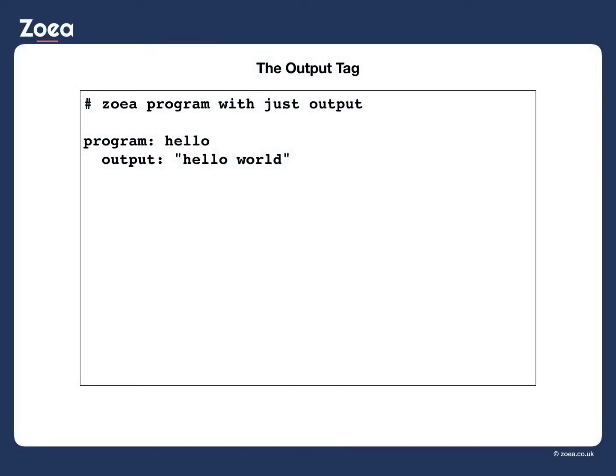The output for a test case is defined using the output tag. If we only have a single test case, then we do not need to identify the case. If a Zoea program has no input specified, then it will always produce the same output.